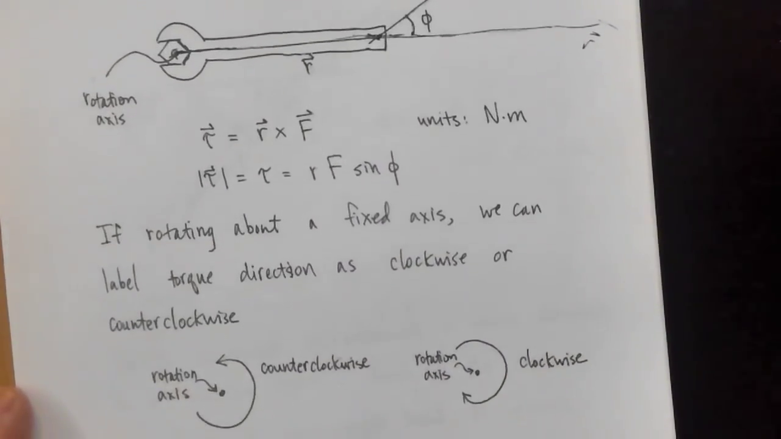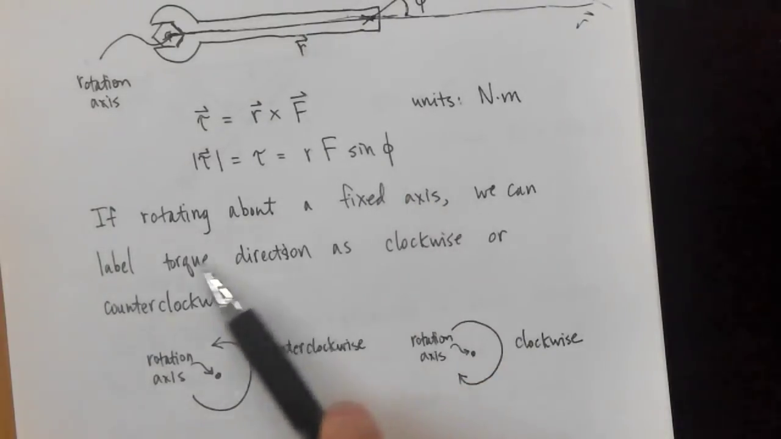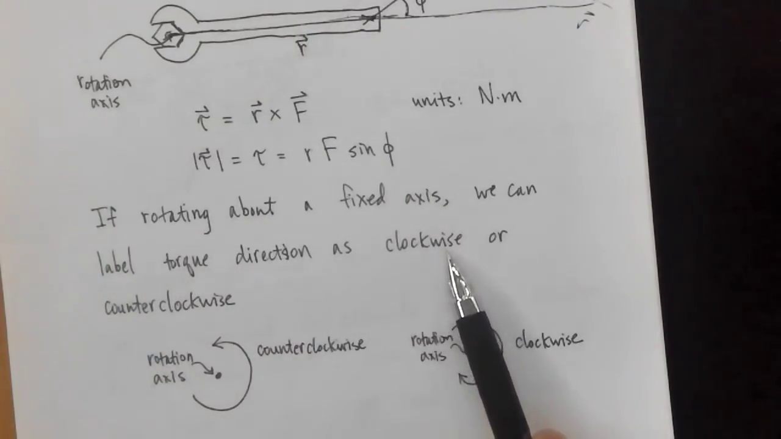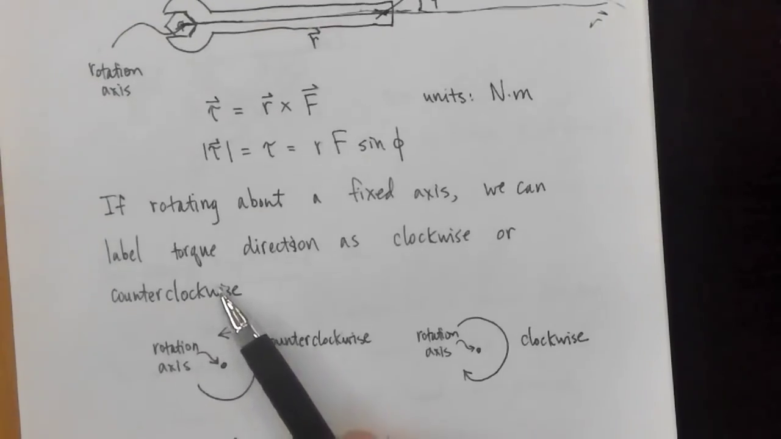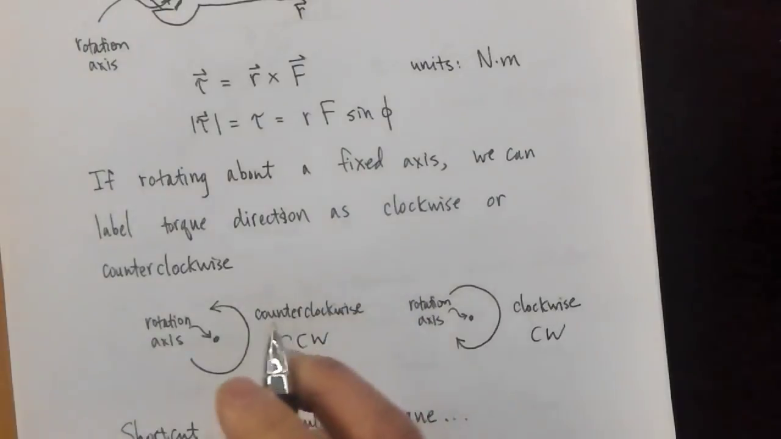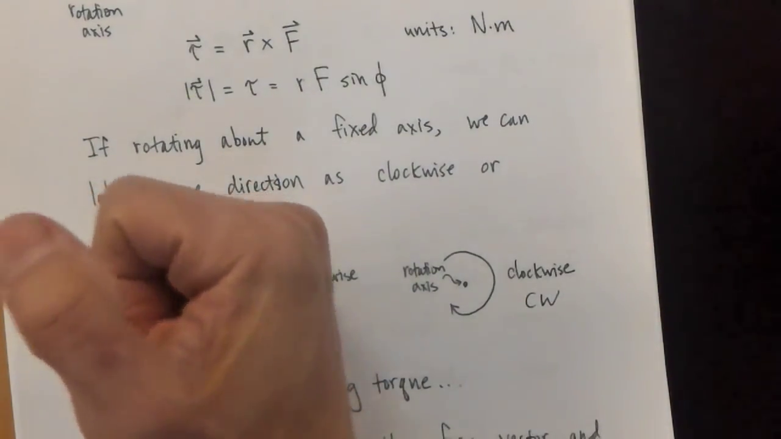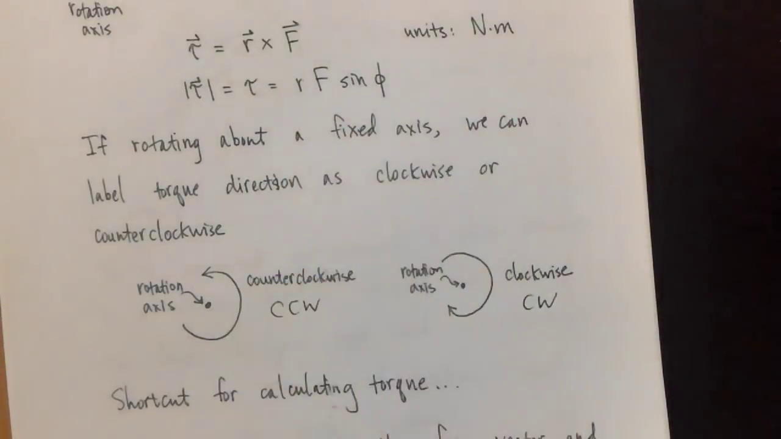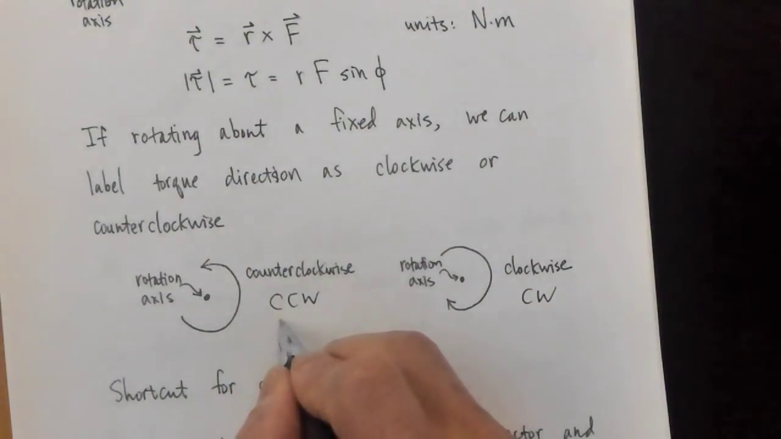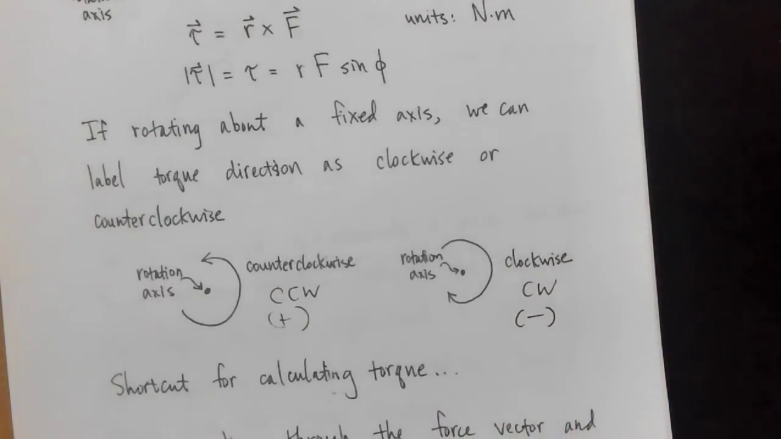If we're rotating about a fixed axis, we can label torque direction as clockwise or counterclockwise. This is counterclockwise, this is clockwise. If this is the rotation axis, it's going like this, or like this. This is what your textbook calls positive, and this is what your textbook calls negative. Any questions about that?